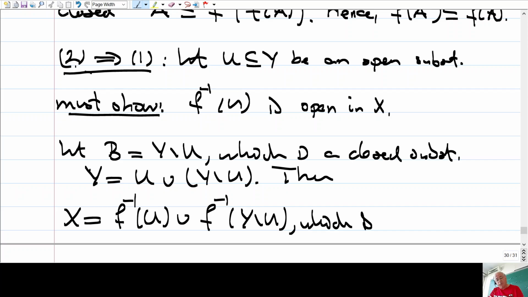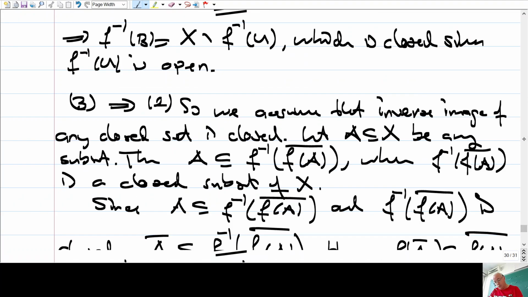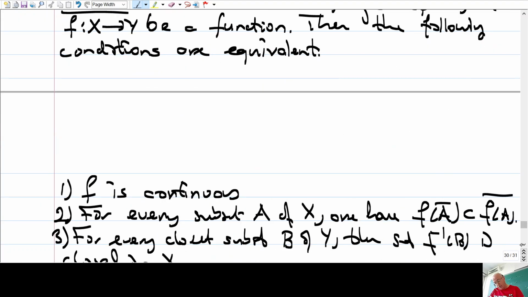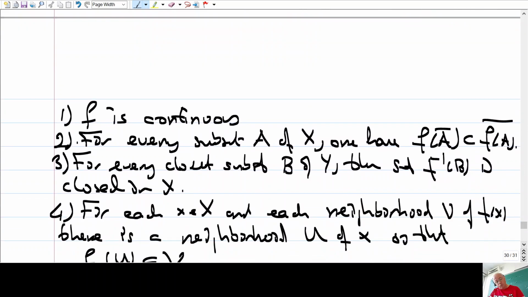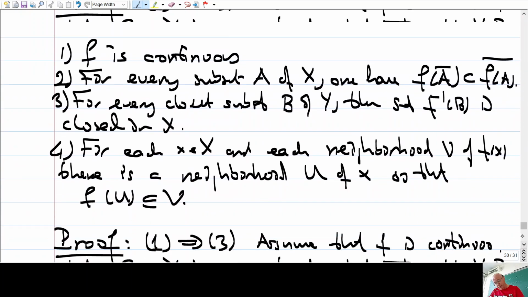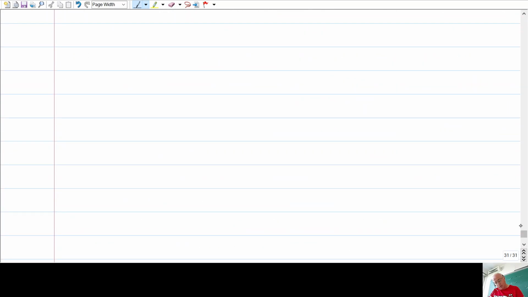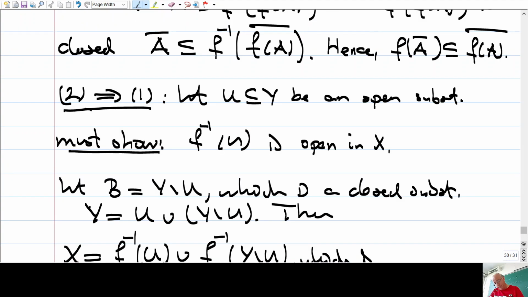So I would like to show 2 implies 1. Let U be an open subset of Y. I would like to show that F inverse of U is open in X. That was condition 1, the definition of being continuous, right? So F is continuous. I would like to show that 2 implies 1. And this is how I will proceed.